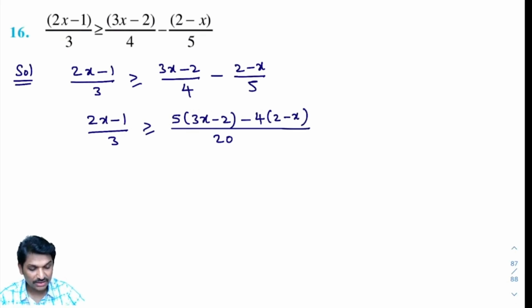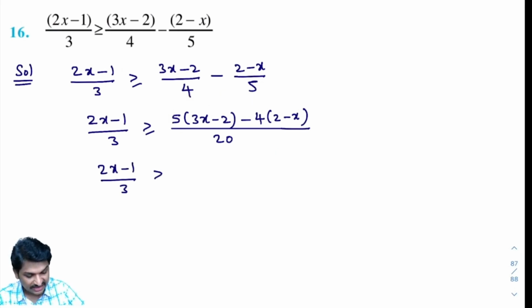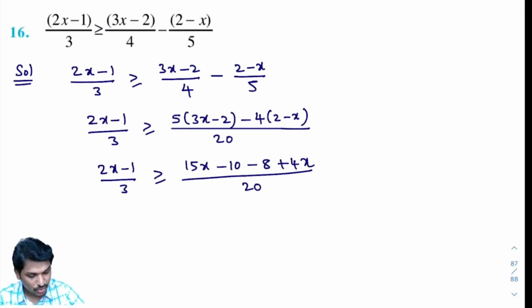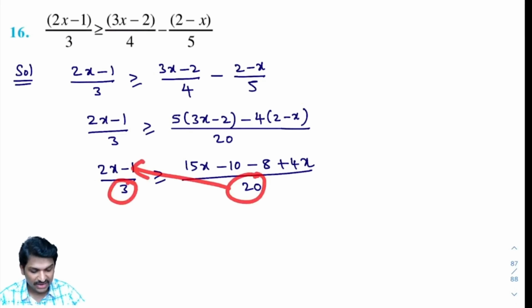Okay, right. So here again further I'll try to simplify this part. 2x minus 1 divided by 3 is greater than or equal to, you just simplify this part. What you will get? 15x minus 10 minus 8 plus 4x divided by 20. You can observe in linear inequalities, generally we cannot cross multiply, but if both the numbers in the denominator are positive, then you can cross multiply. Okay, just cross multiply here.